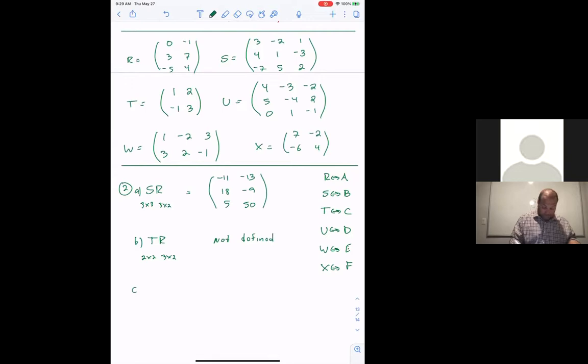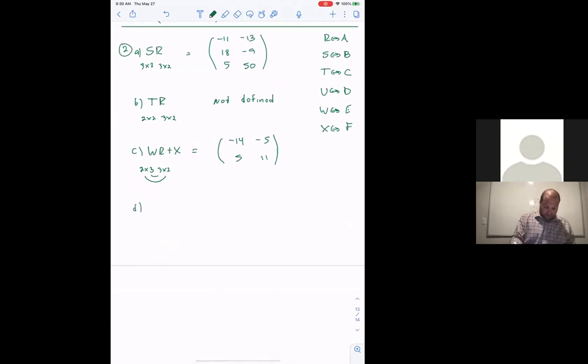C, WR plus X. W is 2 by 3, R is 3 by 2. So when I combine them together, I get a 2 by 2, which is the same as X. And I'm allowed to add a 2 by 2 and a 2 by 2. So second matrix, WR. W is E, R is A, plus X is F. So I get negative 14, negative 5, 5, 11.